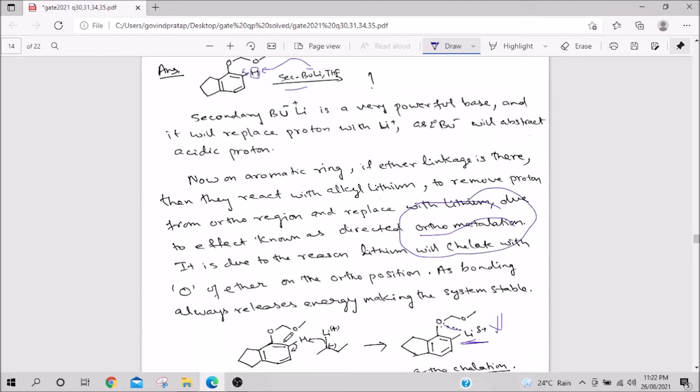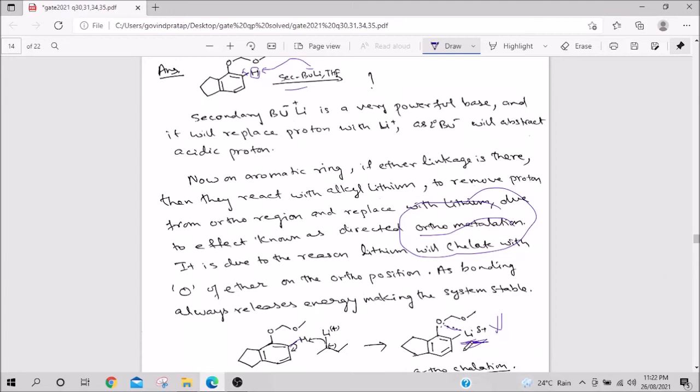Whenever you find an ether on a benzene ring, remember, if you are able to put a metal ortho to it, it will be stabilized. So if you put a base like n-butyl lithium or secondary butyl lithium, either of them, then you get lithium in the ortho position, because it forms a bond.